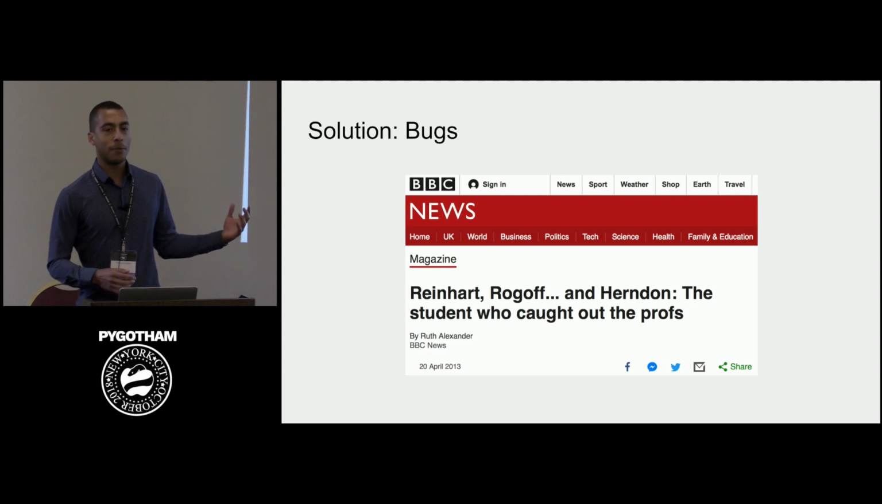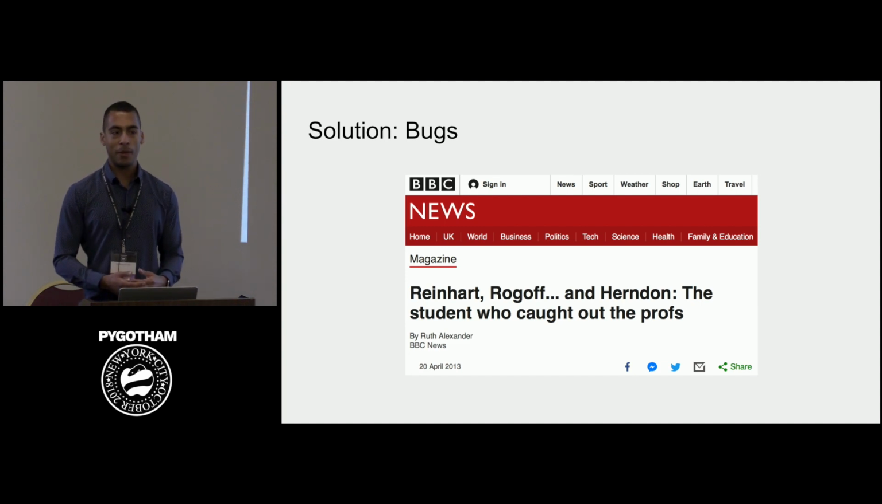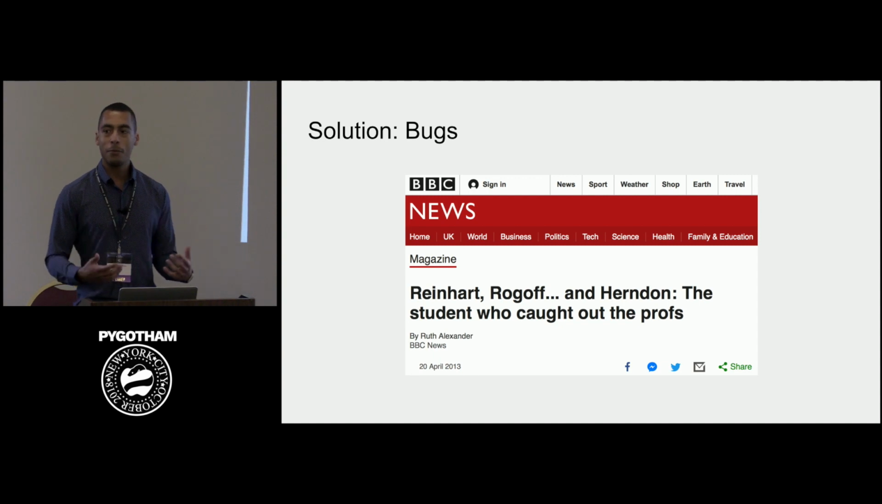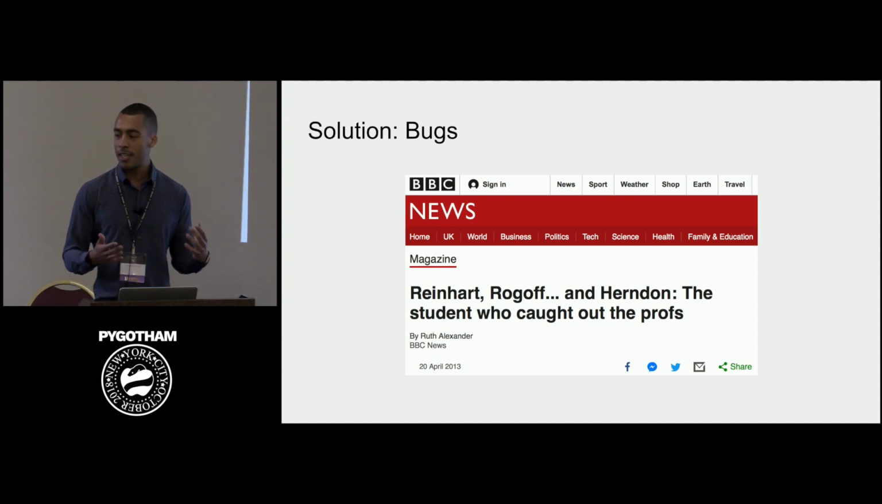So if we make these models open, we get the same benefits we get from making software open. We have more eyes on these bugs. The Reinhardt-Rogoff paper, that bug was spotted when they sent the spreadsheet to a grad student who was trying to replicate the results. So as we get more eyes on these, of people of all levels of expertise, we're going to find more of these problems and be able to fix them.